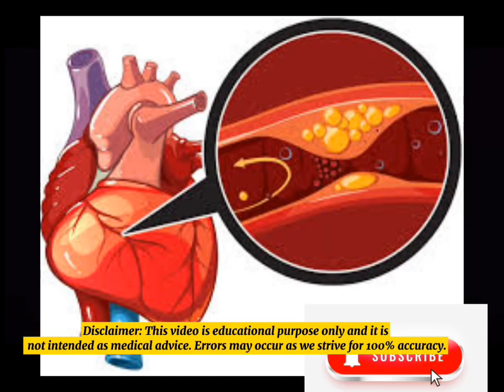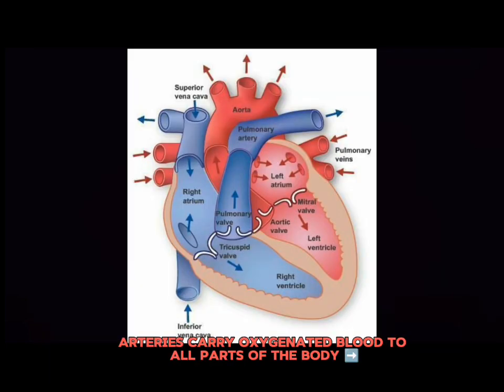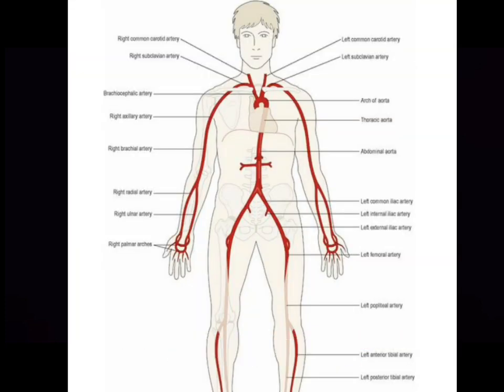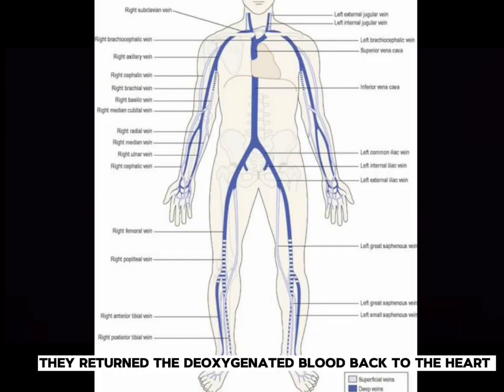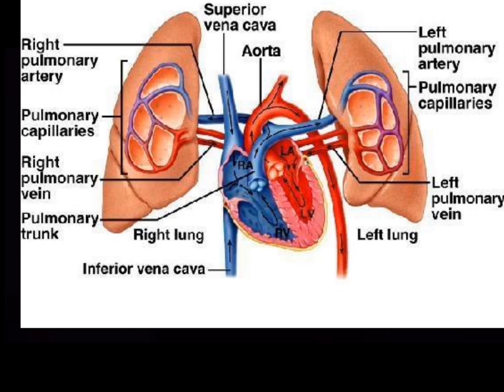Today, let's learn about coronary artery disease. As we also learn from the cardiovascular system, arteries carry oxygenated blood to all parts of the body, and veins return the deoxygenated blood to the heart, and then it pumps it to the lungs for purification.